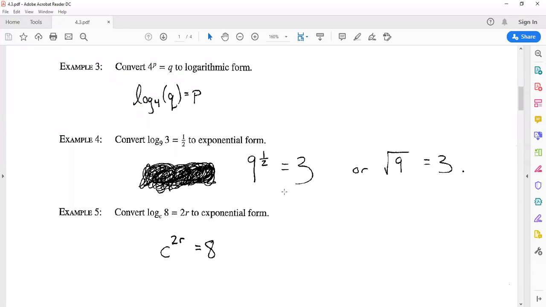Last one here. They ask us to convert log base c of 8 equals 2r to exponential form. Again, this one's a little bit more abstract. We'll just follow the rules at hand, so that c to the 2r equals 8.